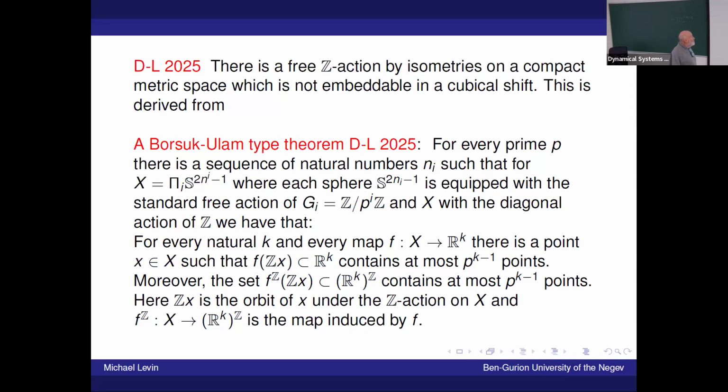Okay, and now we consider the diagonal action of Z. What that means is that each G_i is a cyclic group, and we can take the action of a generator of Z. So for each factor of the product, we have a homeomorphism, the action of the generator. And we define the action of the generator of Z on X.